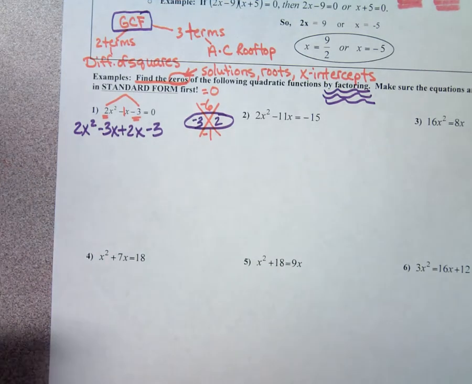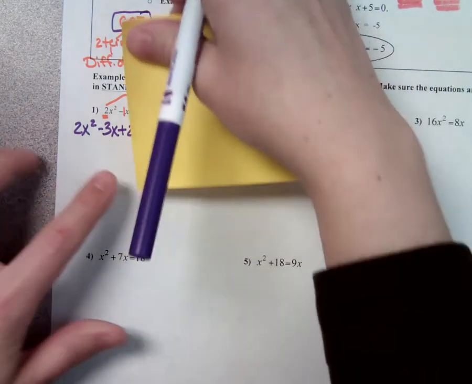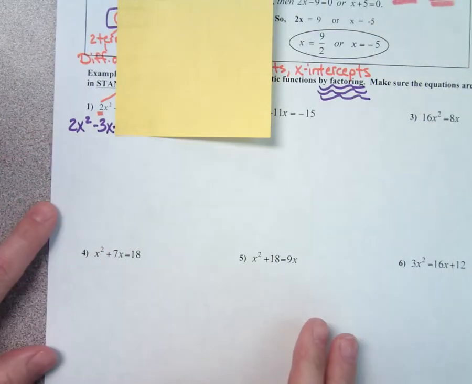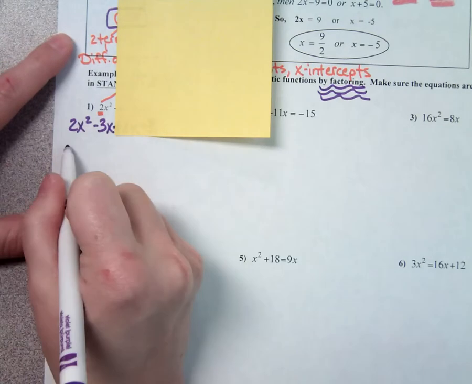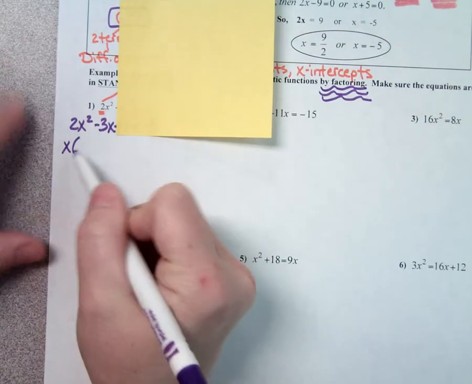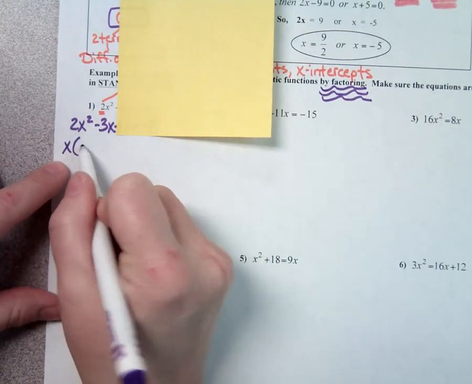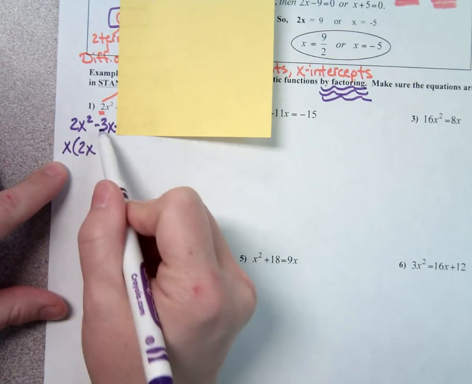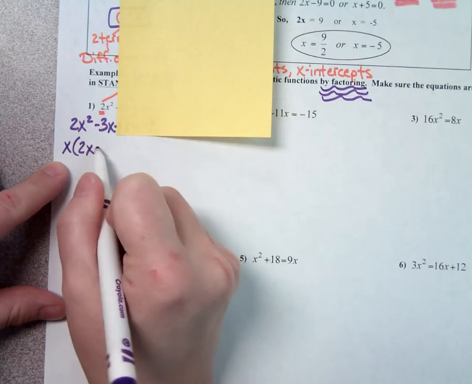Okay, this is when we start pulling out the GCF from the first two pieces. So what's the greatest thing that goes into those two pieces? X. And then we're left with x times what makes 2x squared? 2x. And x times what makes a -3x? A -3.